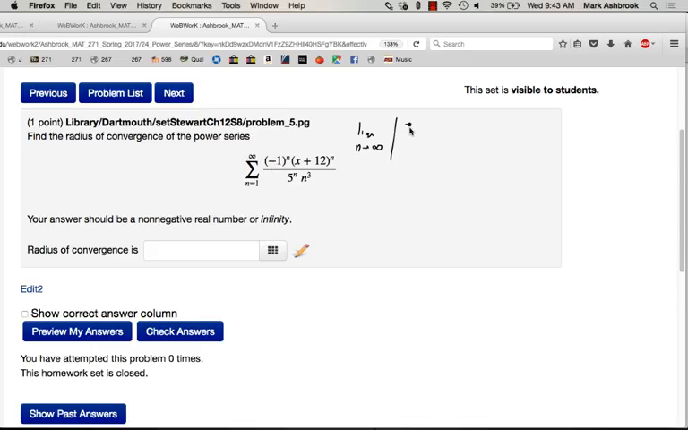So we've got (x plus 12) to the n plus 1 over 5 to the n plus 1, times (n plus 1) cubed. That's our a_(n+1). We're going to multiply by the reciprocal of this: 5 to the n, times n cubed, over (x plus 12) to the n. We're going to combine or group things that are alike and analyze this. So first we've got (x plus 12) to the n plus 1 and (x plus 12) to the n.